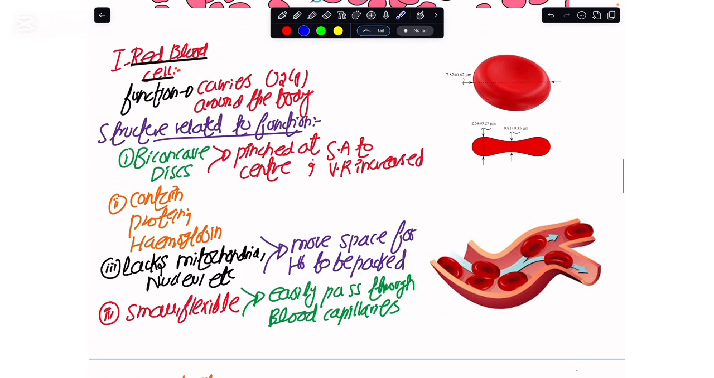The other thing is that red blood cells have a protein in them, the hemoglobin protein. And that hemoglobin protein has a non-protein part, which is iron. The role of this iron is that whenever red blood cells are in the blood capillaries of the alveoli, they bind with the oxygen gas that we are inhaling.